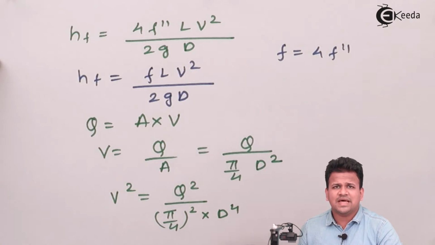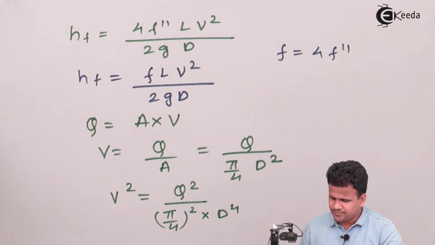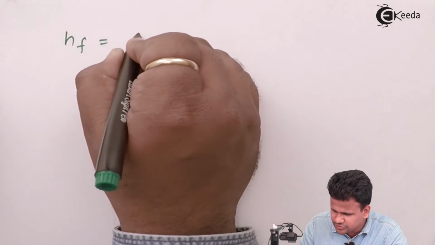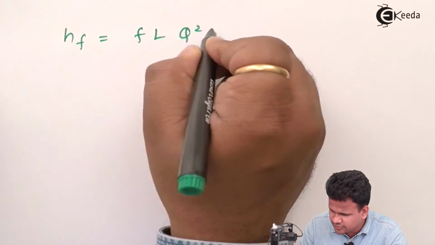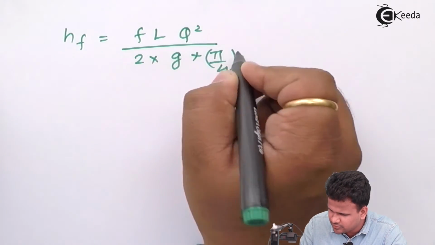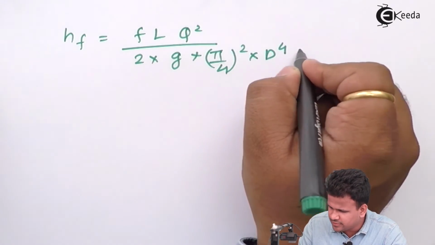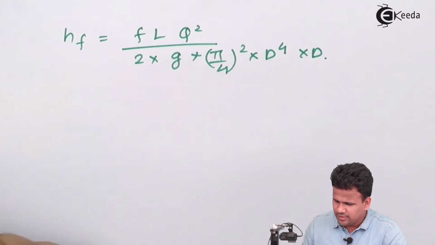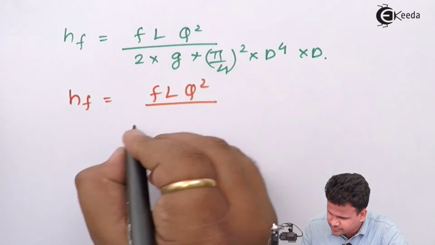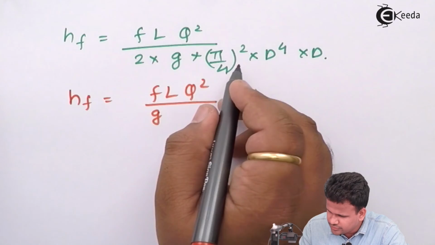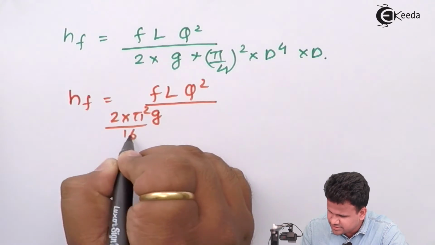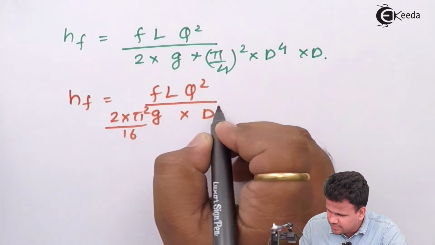The next part which we will derive is the head loss in terms of flow rate. So now let us substitute. So hf, that is head loss due to friction, is equal to f L Q square upon 2 into g into pi by 4 the whole square into d raised to 4 into d. So we have substituted that. So what we get is hf equals f L Q square upon g into 2 into pi square upon 16 into d raised to 5.